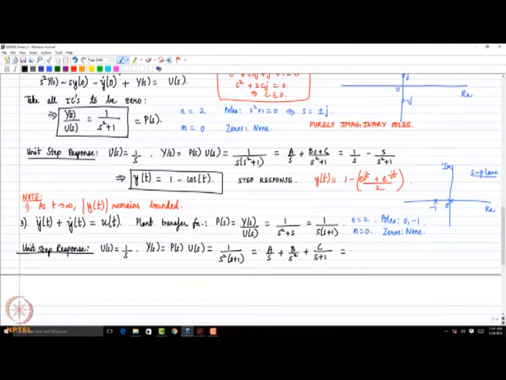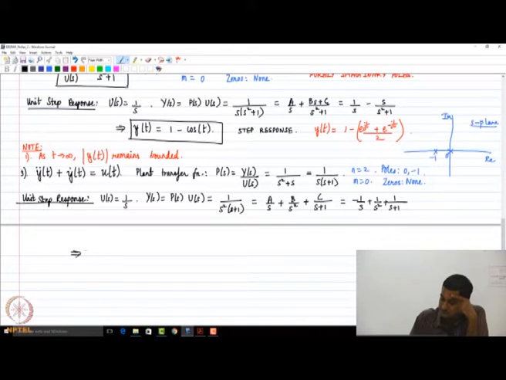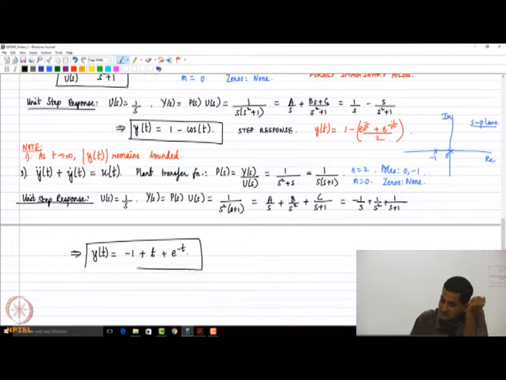So what are a, b and c? C I can get as 1, right? B I can get once again as 1. Am I correct? So a, you can substitute any other value you want, and if you simplify, what will you get? Minus 1. Is that correct? Okay. So now what happens to y of t? We get minus 1 plus t, plus e power minus t. So this is the unit step response.